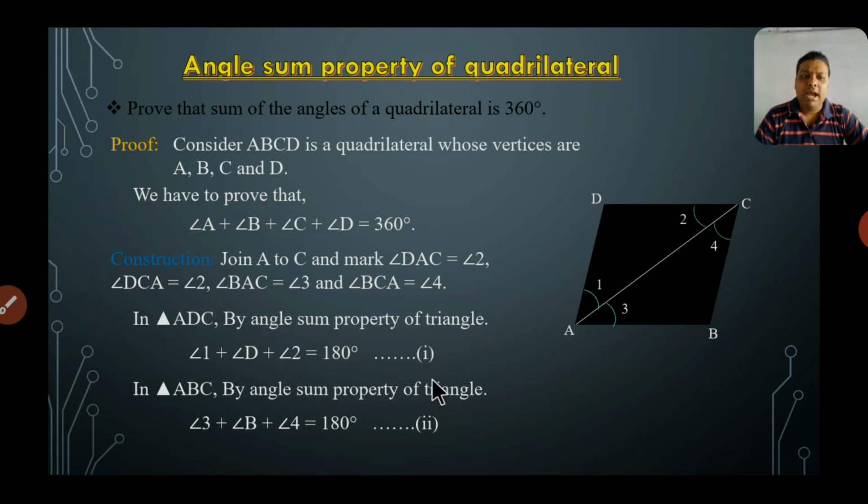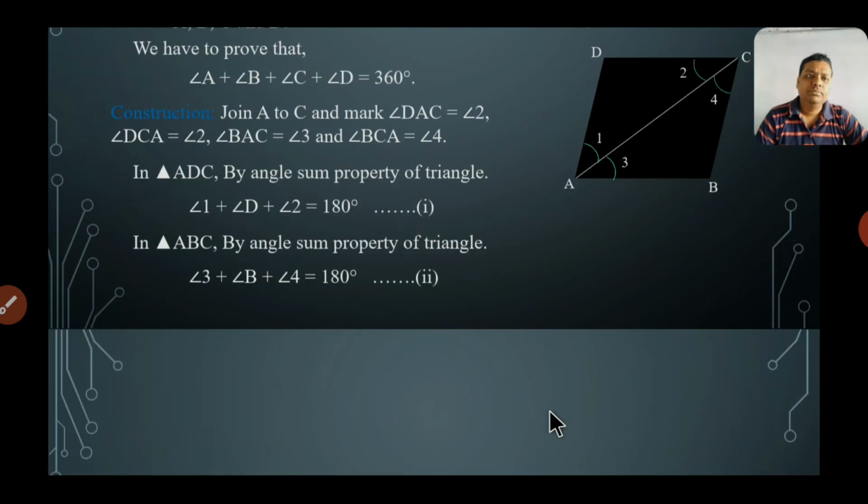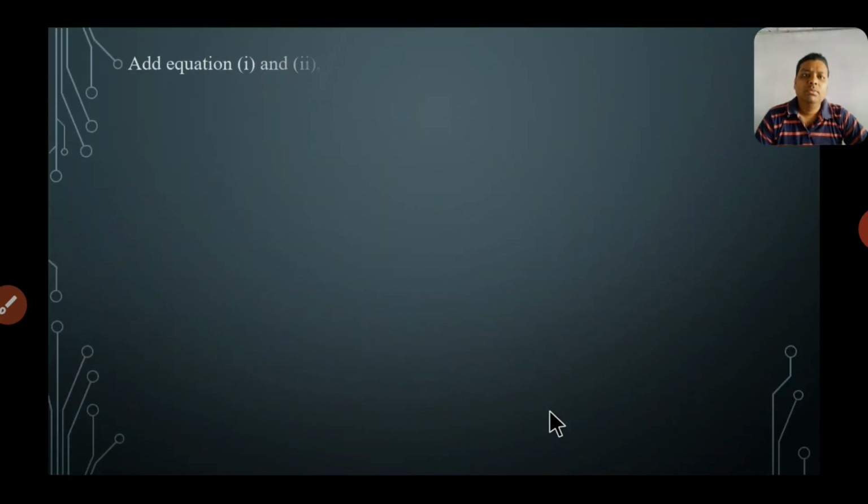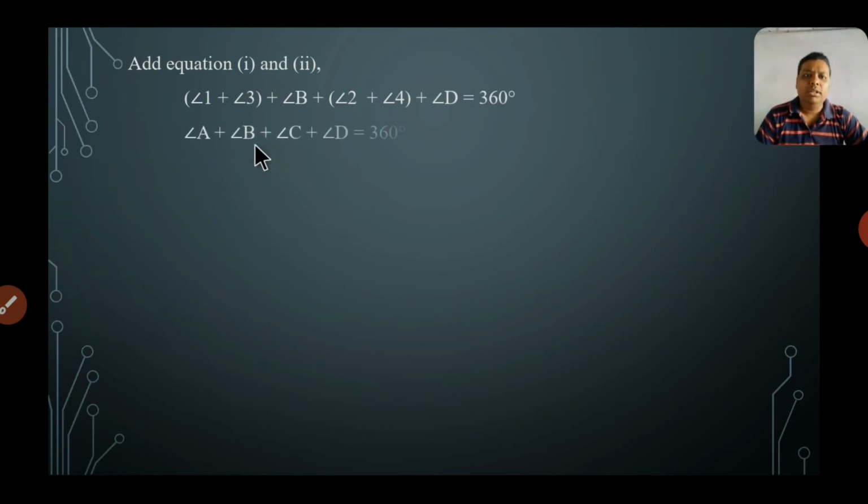Now let's add both equations, equation 1 and 2. If you add them together, then angle 1 plus angle 3 equals angle A. Angle B is the same. Angle 2 plus angle 4 equals angle C, and D will be the same. So we have just proved that the sum of all the angles of a quadrilateral is equal to 360 degrees.